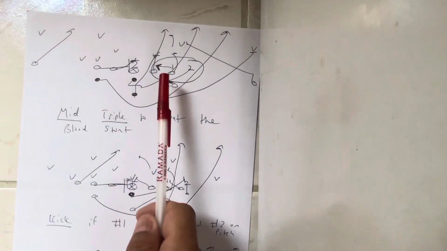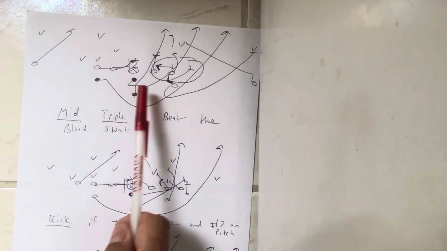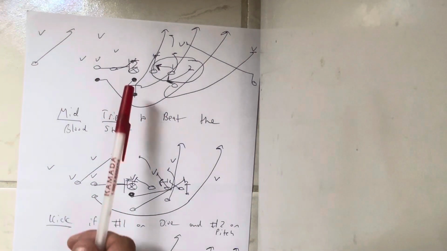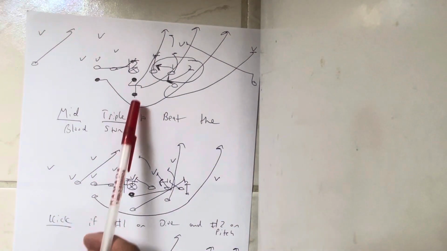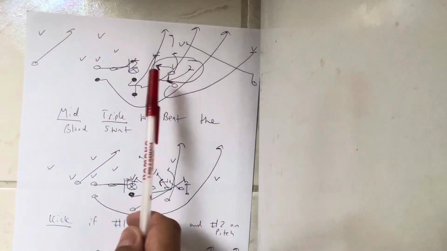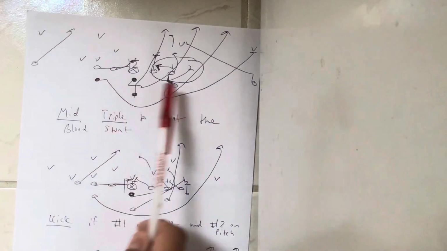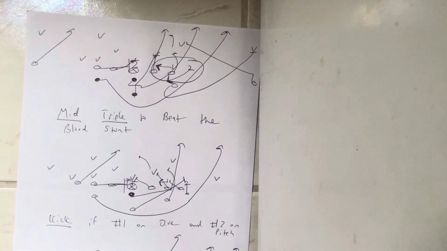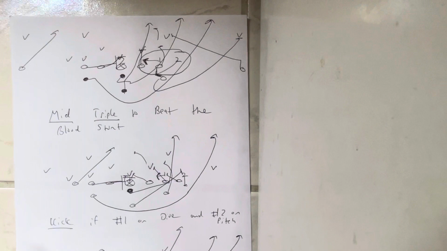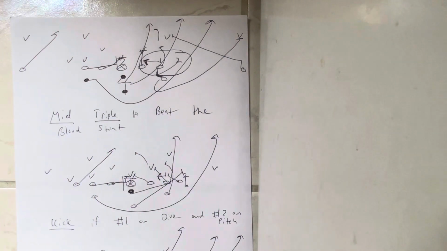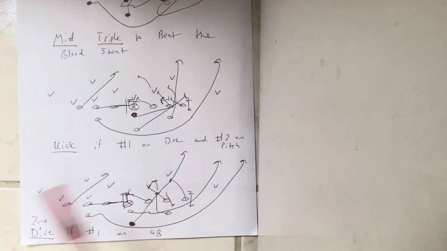This gets effective when both of them are coming downhill and it's a boom-boom type of situation where he jumps back and points the ball. Let him take the B-back. As soon as he comes to the quarterback, he gets rid of it to the A-back coming around. And now you've got yourself a natural toss sweep with the blocking on the perimeter and all that. So that's why you run mid-triple to beat the blood stun. You run kick if one's on the dive and two's on the pitch. And you run zone dive if one's on the quarterback. That's where the offense has evolved to in 2022.